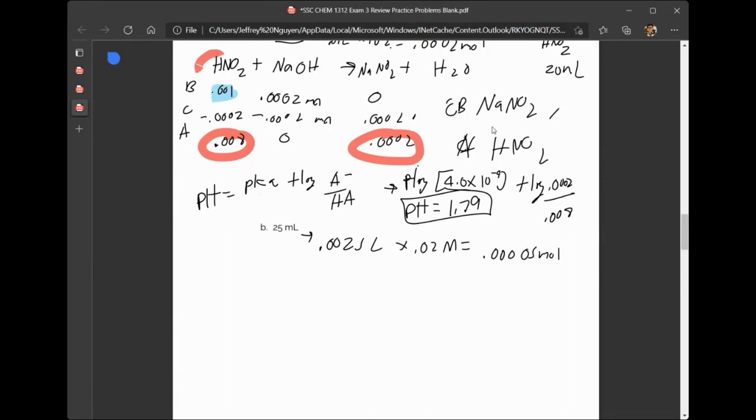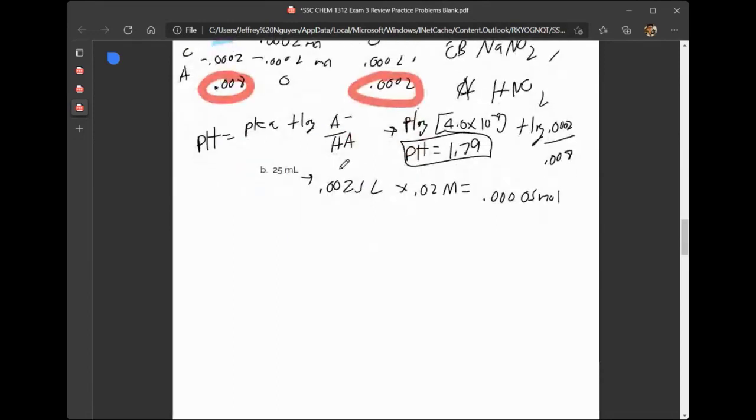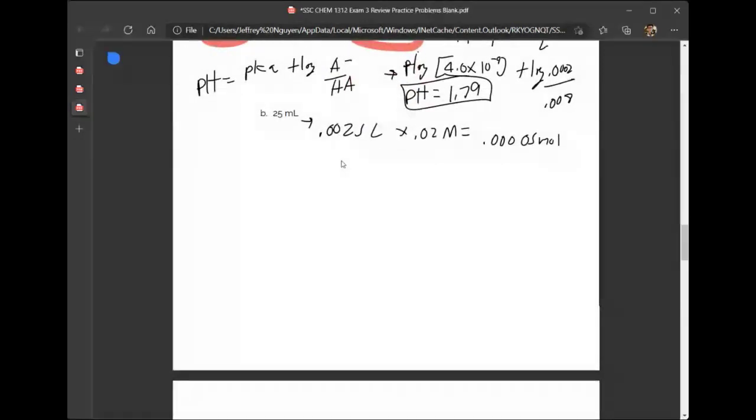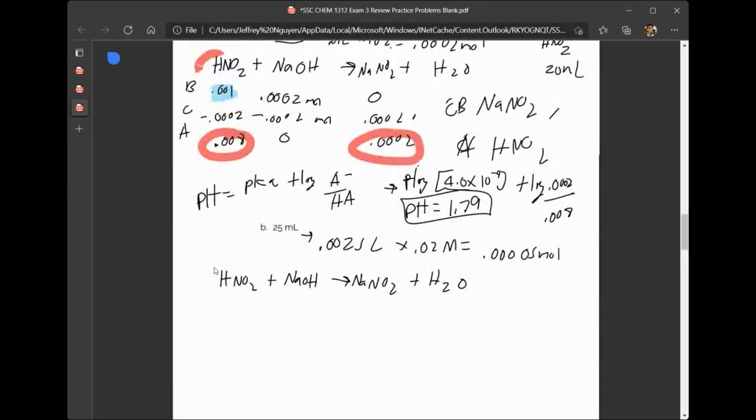Let me go ahead and double check that. I encourage you all to do so as well. And yeah, it is. 1, 2, 3, 4, 4 zeros. Got it. Okay, so next up, I would write the equation out. So what's happening in this titration? HNO2 plus NaOH yields NaNO2 plus H2O. So we do BCA.